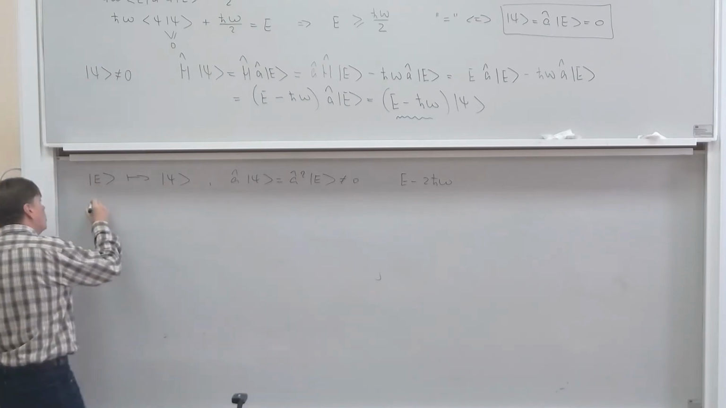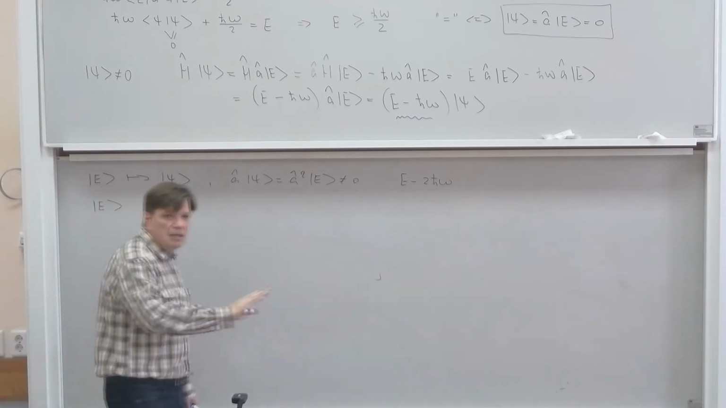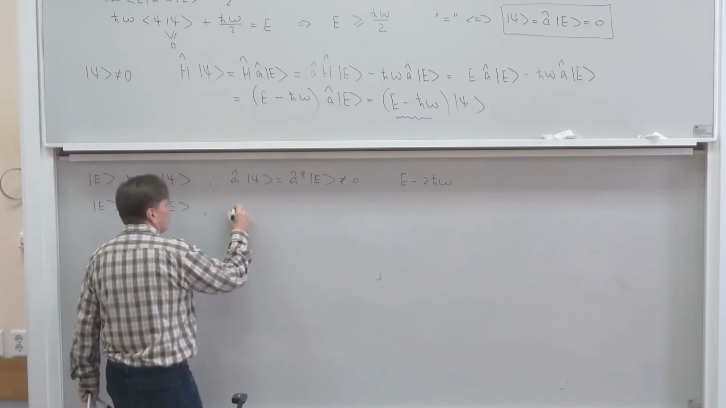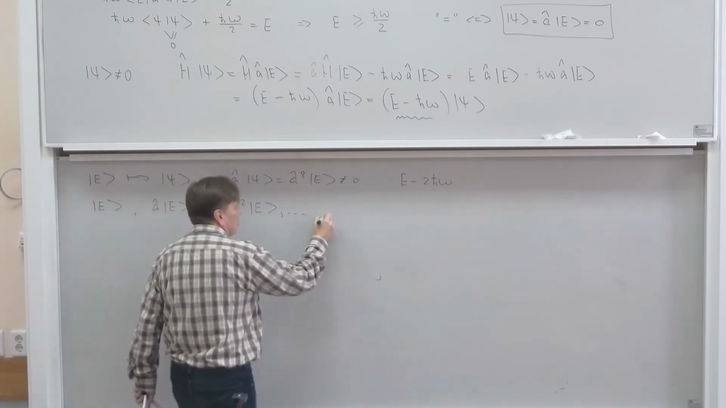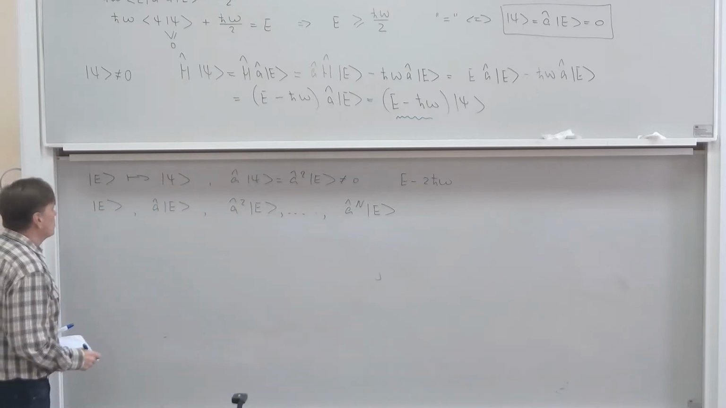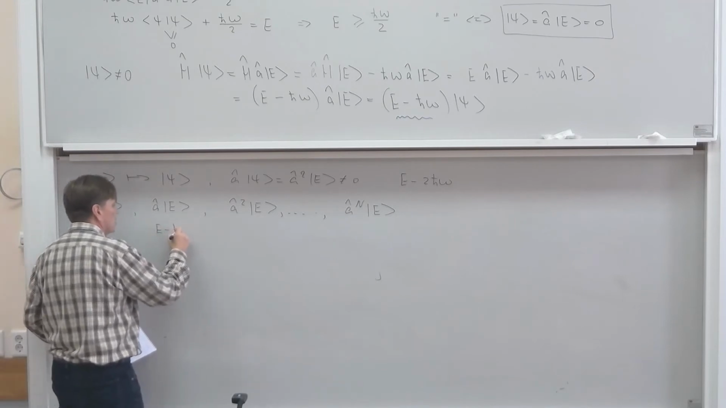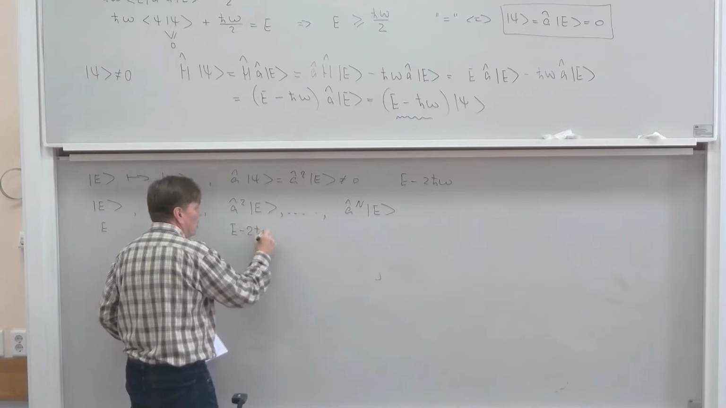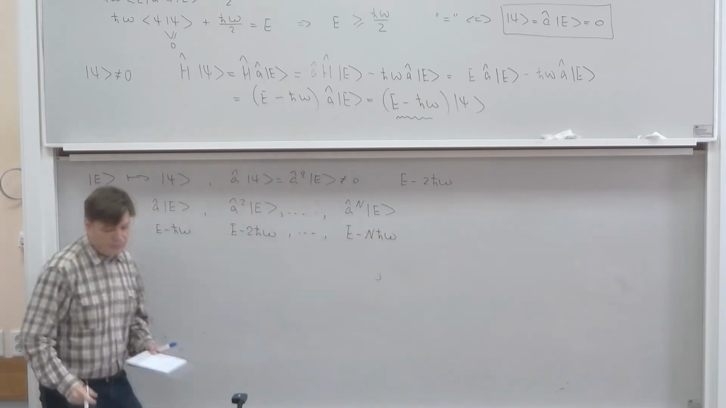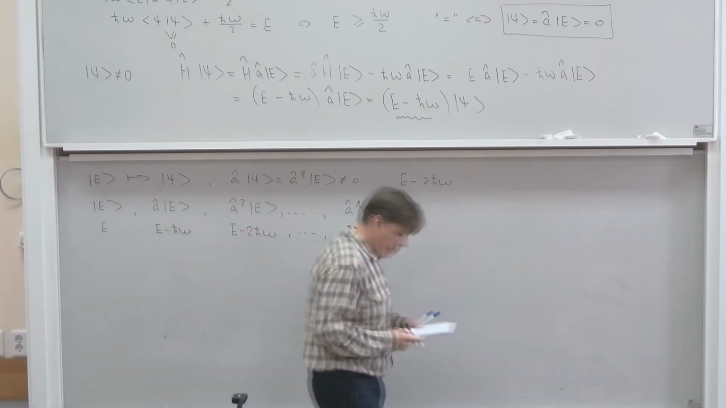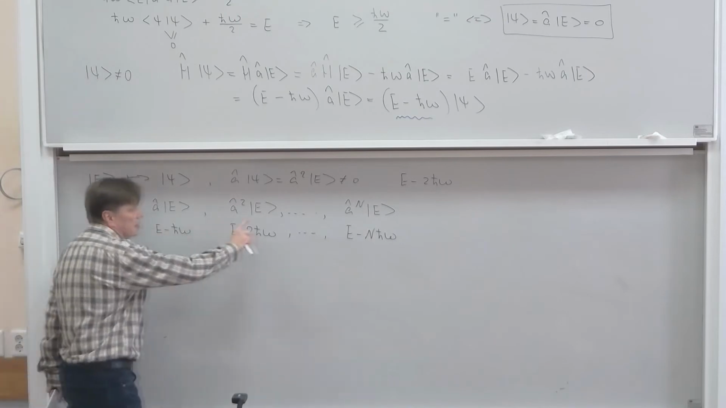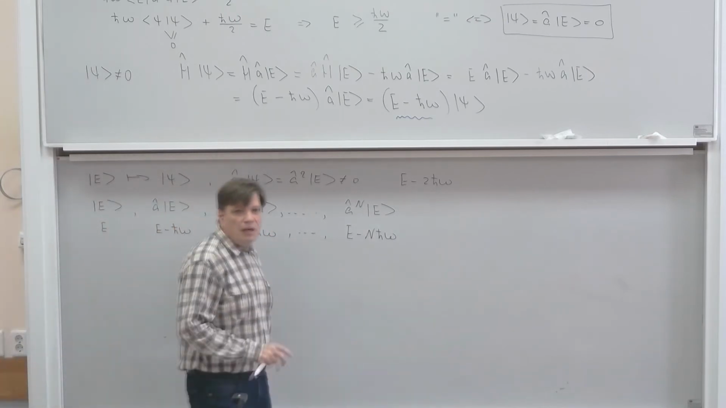So, starting with the eigenvector E, I can construct a string of eigenvectors E, A hat E, A hat squared E, and so on, A hat to the n E, with eigenvalues E, E minus h bar omega, E minus 2 h bar omega, and so on, E minus n h bar omega. It is quite clear that this sequence of eigenvectors and eigenvalues can't go on indefinitely.